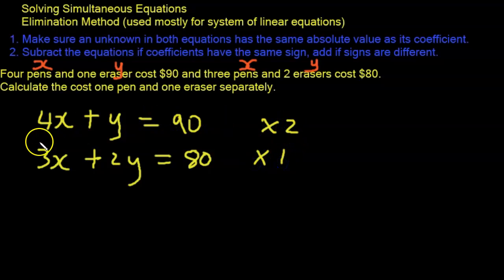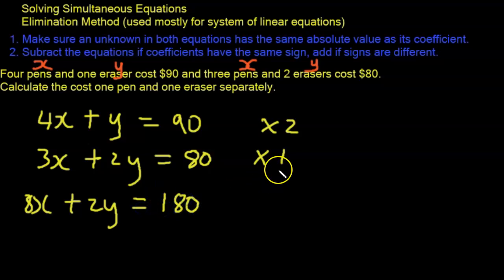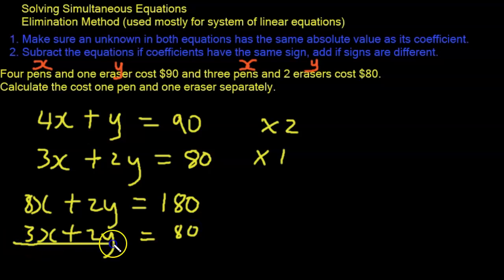So if I multiply equation 1 by 2, I get 8x, each term by 2, 2 times y, that's 2y, and 2 times 90, that's 180. If I multiply the other equation by 1, nothing changes, right? 1 is what we call the multiplicative identity. So you multiply a value by 1, the value does not change.